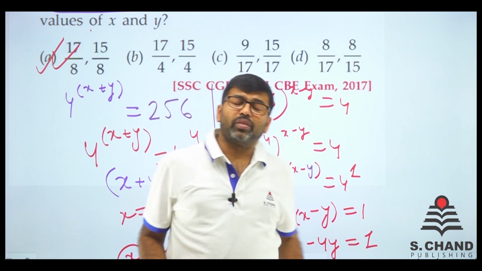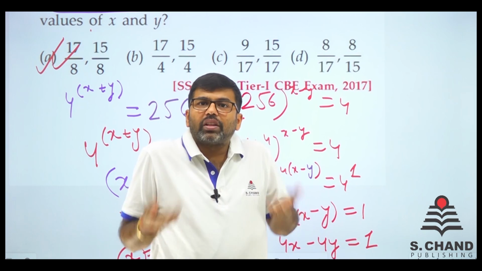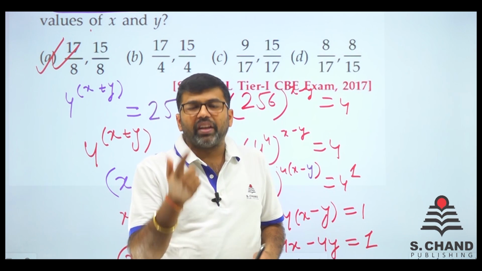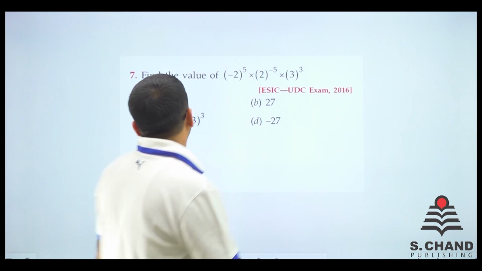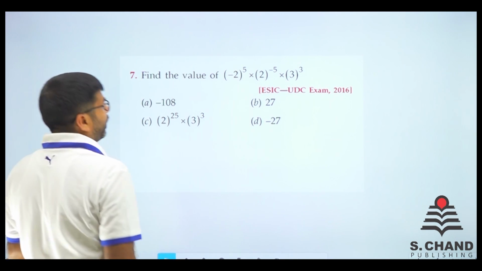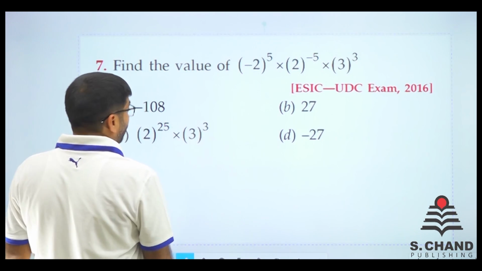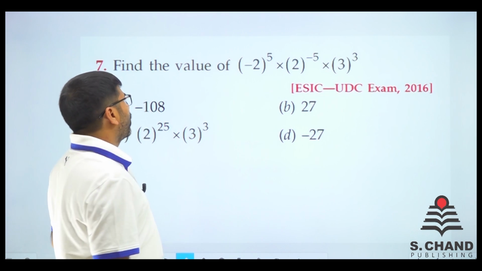Very simple question. What we did was, we had two equations. We just solved the two equations and we got that answer. Because two equations, two unknowns, very easy to answer. Let's move further. One more question. Question number 7 we do from the same exercise. ESIC UDC Upper Division Clerk Exam 2016. What is the value of this?